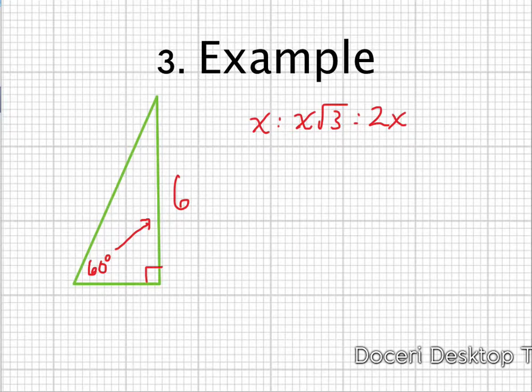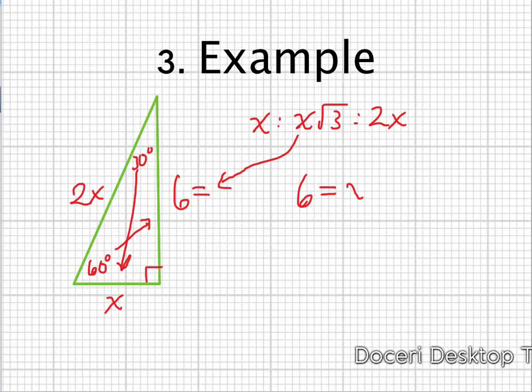Remember, the side opposite the 30 degrees, which would be the other angle, is your smallest, so this is going to be x. And this side length, my hypotenuse, is 2x. Which means that 6 is going to be the same as x square root of 3. So I'm going to say 6 is the same as x square root of 3. Now I need to solve for x. That will tell me what my smallest side is, and I can use that to find my hypotenuse.